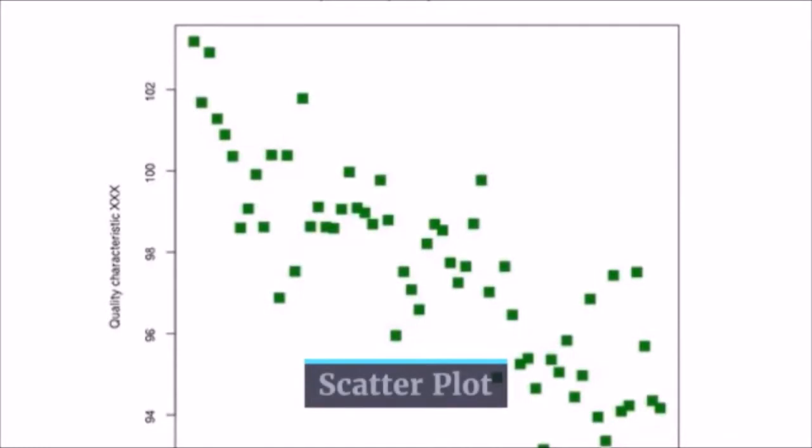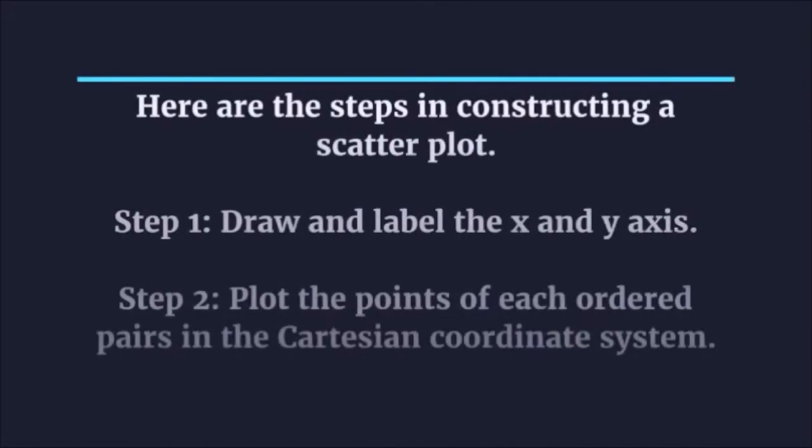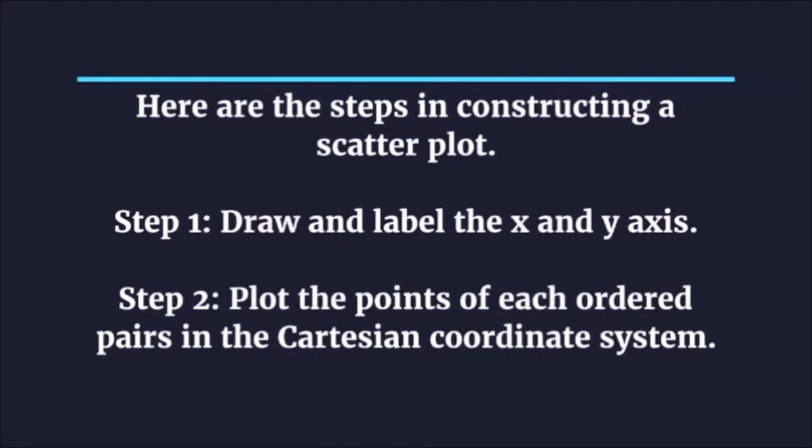Next and last on the list is the scatter plot. This is used to examine possible relationships between two numerical variables. The two variables are plotted on an x-axis and y-axis. Here are the steps in constructing a scatter plot. Step 1. Draw and label the x and y axis. Step 2. Plot the points of each ordered pair in the Cartesian coordinate system.